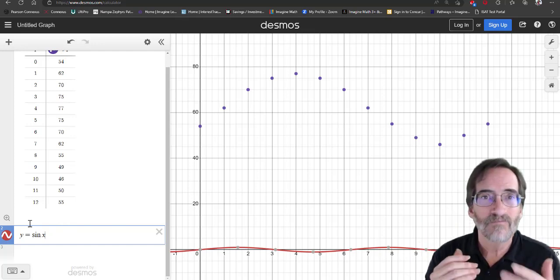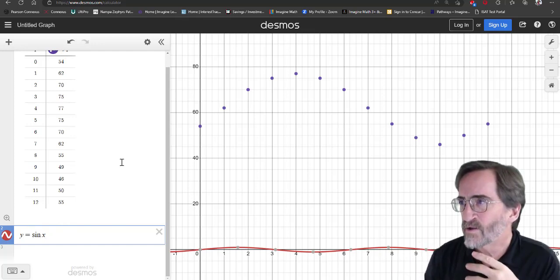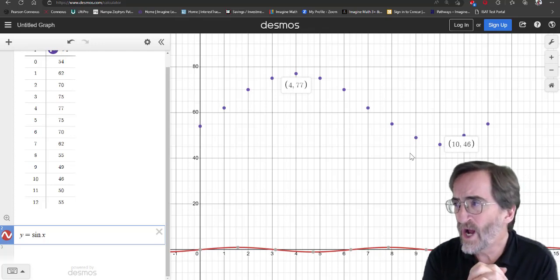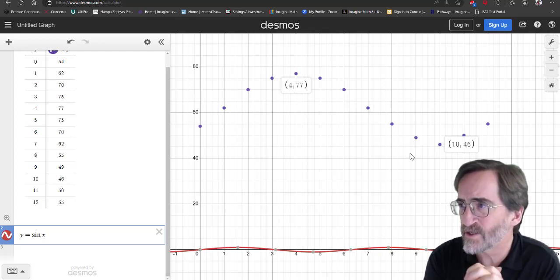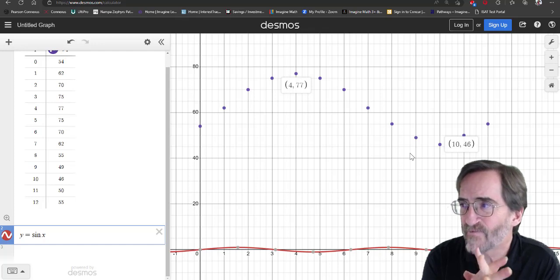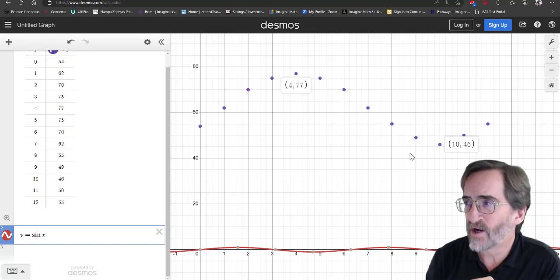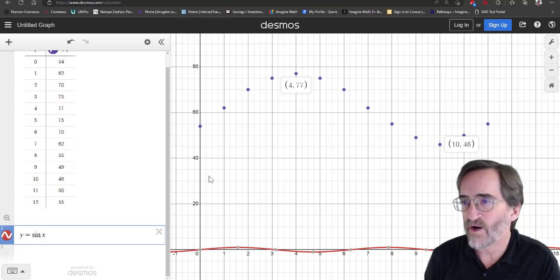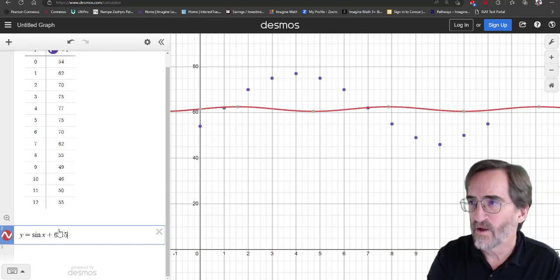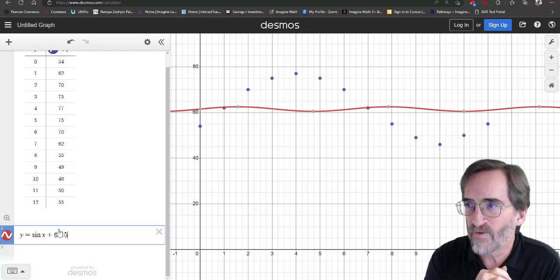So I need to set my midline, right? One way to do that is to consider, what's the highest point? 77. What's the lowest point? 46. Halfway between 77 and 46. I'm going to do this in my head. 77 minus 46 is 31. Half of 31 is 15.5. 15.5 plus 46 is 61.5. Okay, so I'm going to say plus 61.5. Hopefully, if I've done that right, that is the midline.